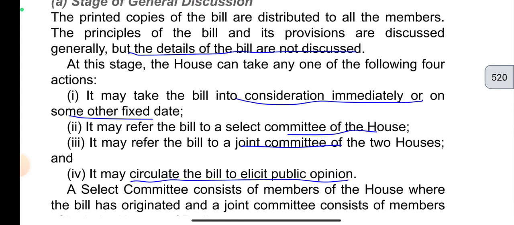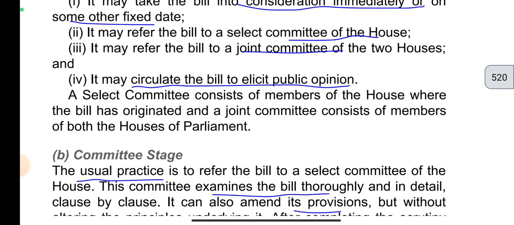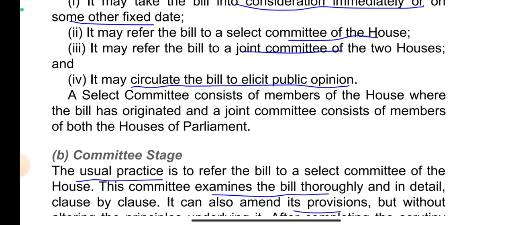The principles of the bill and its provisions are discussed generally, but the details of the bill are not discussed. At this stage, the House can take any one of the following 4 actions. It may take the bill into consideration immediately or on some other fixed date. It may refer the bill to a select committee of the House. It may refer the bill to a joint committee of the Houses, and it may circulate the bill to elicit public opinion. A select committee consists of members of the House where the bill has originated, and a joint committee consists of members of both the Houses of Parliament.